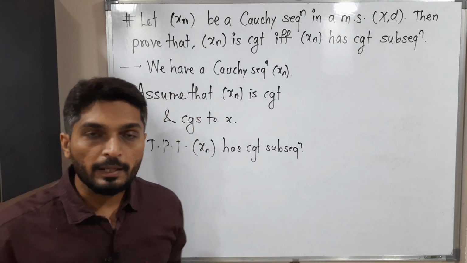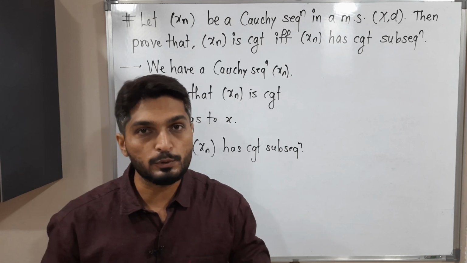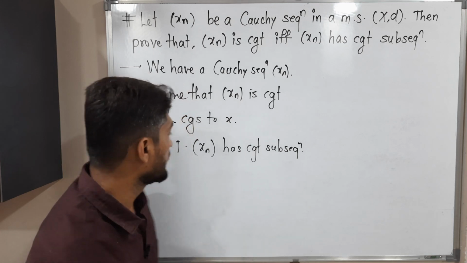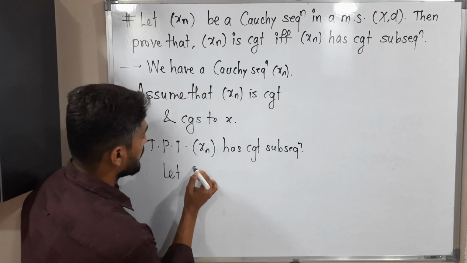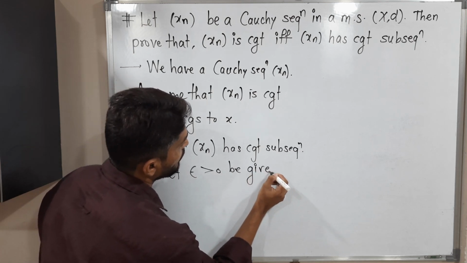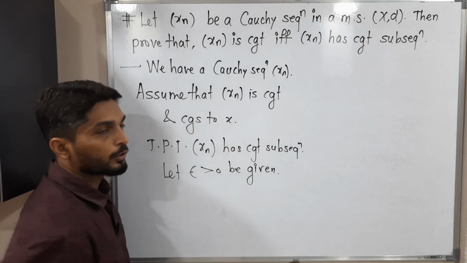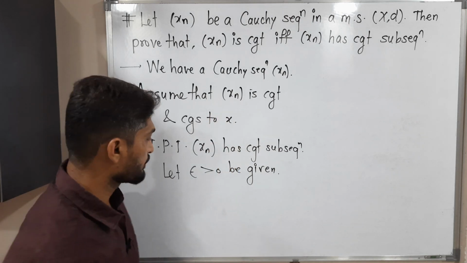So we are familiar with the epsilon definition of convergent sequence. So let us start with one epsilon. Let epsilon greater than 0 be given. Okay, so this thing we have assumed that Xn is convergent and converges to X. So let us use it.